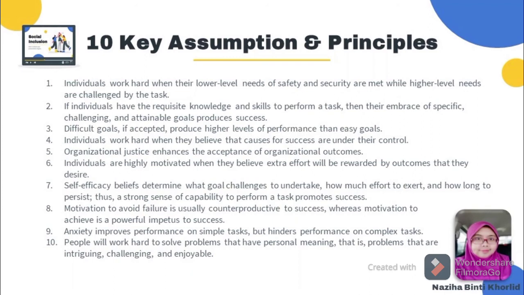Number 8, motivation to avoid failure is usually counterproductive to success, whereas motivation to achieve is a powerful impetus to success. Number 9, anxiety improves performance on simple tasks, but hinders performance on complex tasks. Number 10, people will work hard to solve problems that have personal meaning, that is, problems that are intriguing, challenging, and enjoyable. These 10 key assumptions and principles can be good guidelines for future leaders in order to motivate their employees to achieve goals.